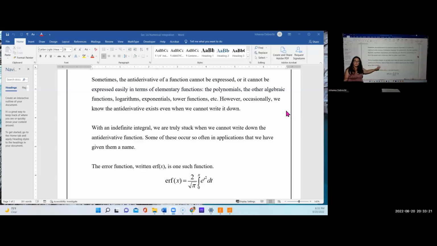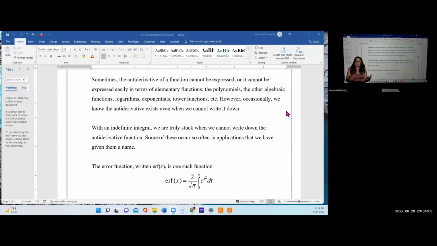Now, some of these show up so often in different kinds of applications that we've given them a name so that we can represent them. The error function is one of them, and it's written erf of x, and it's represented by this right here. And you may look at that and go, well, okay, the 2 divided by the square root of pi, that's just a constant. So I don't have to worry about it. It looks complicated, but it's just a constant. And this, of course, is coming from the fundamental theorem of calculus, where we're taking the integral from 0 to the variable x of e to the dummy variable t squared dt.